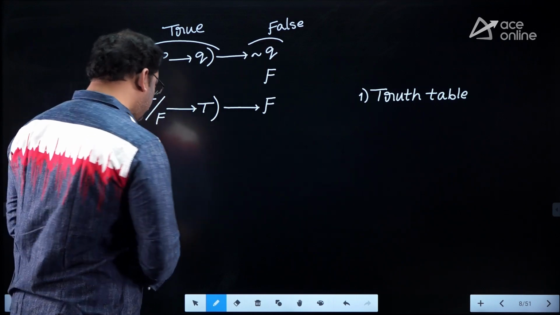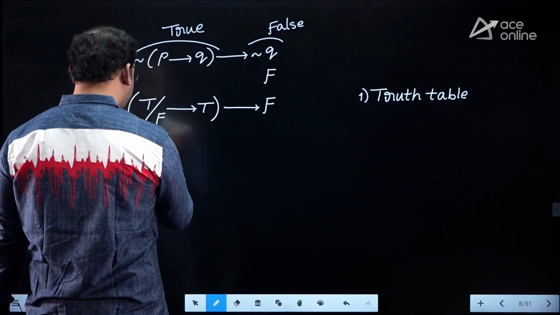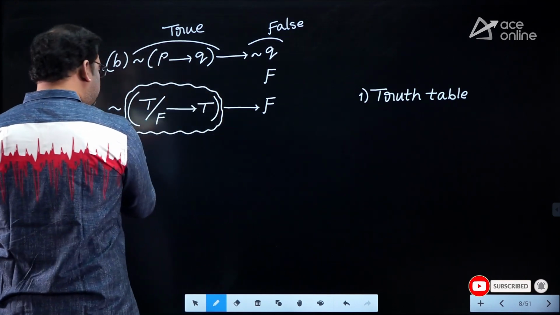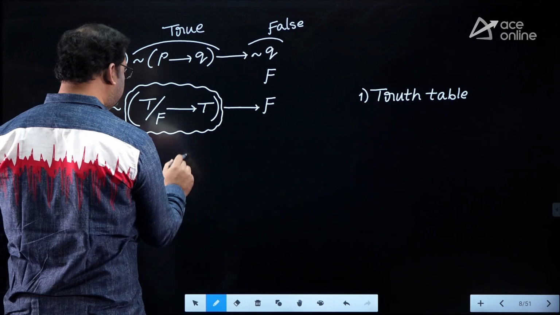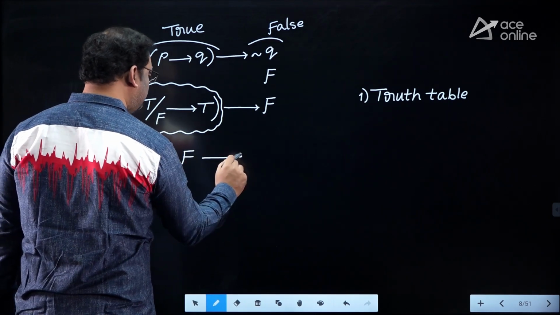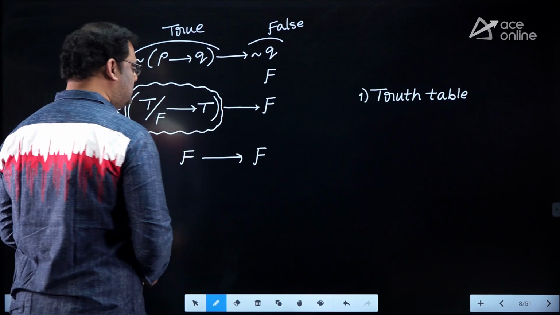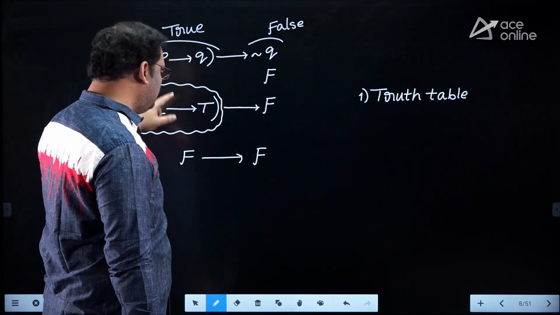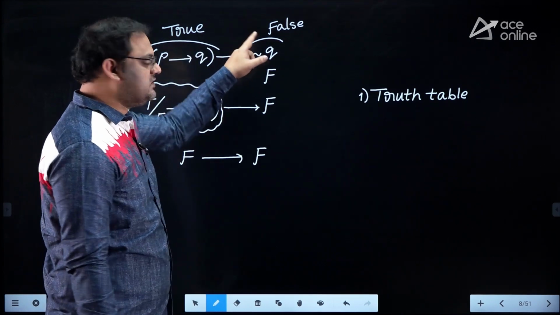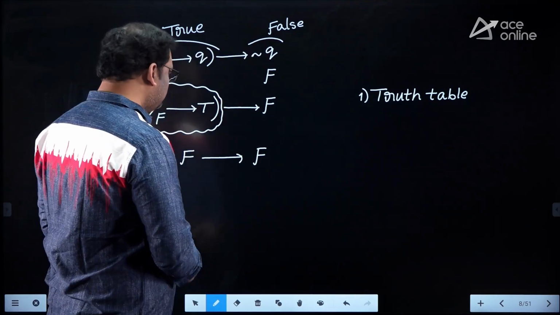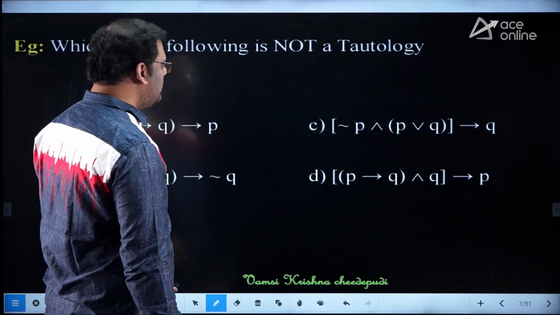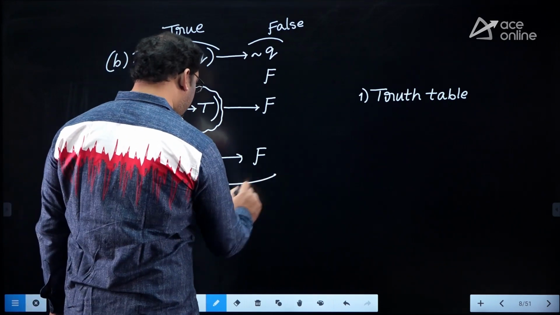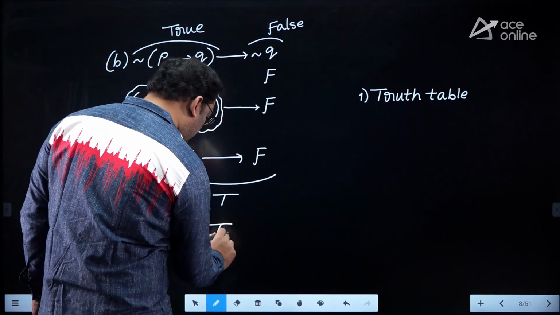So this area, whatever I am talking about, is true. Negation of true becomes false. If negation Q is false, then we cannot make this part true, which means the true implies false case does not exist. Right? True implies false case does not exist, which means the formula B is a tautology. It is always true, so it's a tautology.